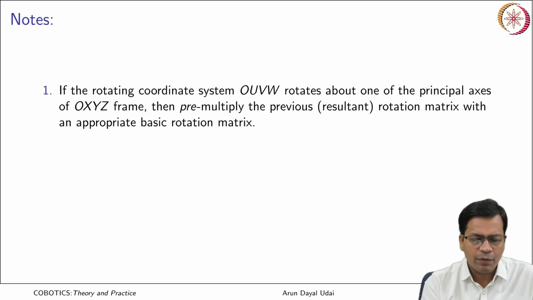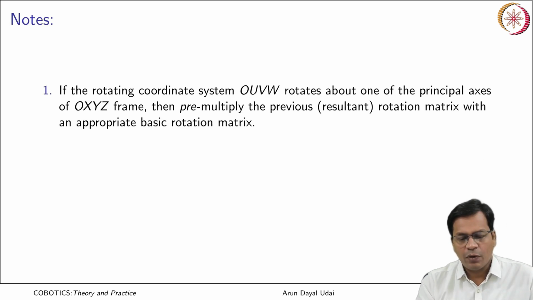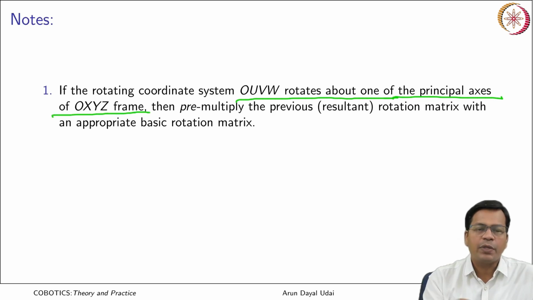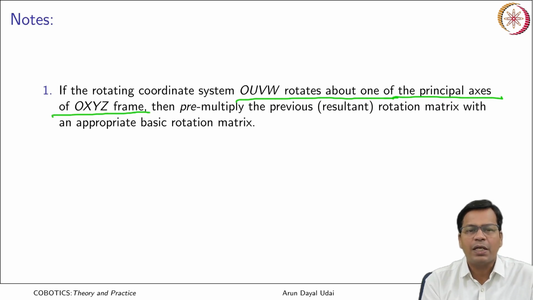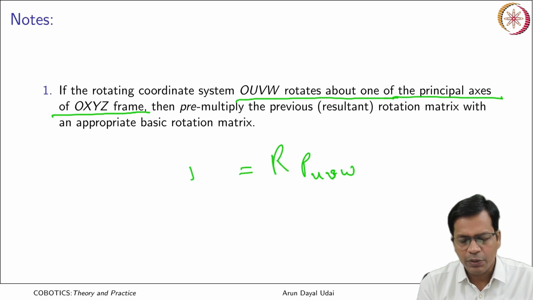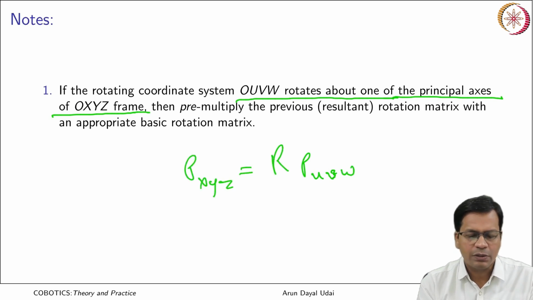So please note, these are few points. If the rotating coordinate system OUVW rotates about one of the principal axes of the OXYZ frame, then pre-multiply the previous resultant rotation matrix with the appropriate basic rotation matrix. What does it mean basically? Again, I'll come back to this. So if this was my initial point PUVW, I applied a rotation matrix, it gave me PXYZ. So this was the meaning.